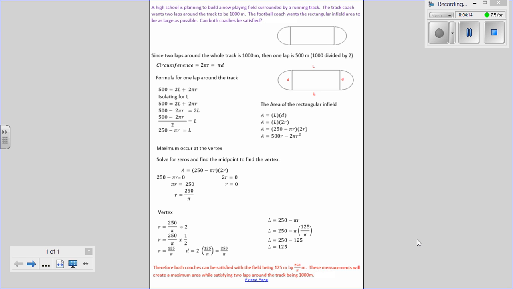I will leave this up here for a bit so you can see the full solution. I hope this answered your questions with regards to this problem.